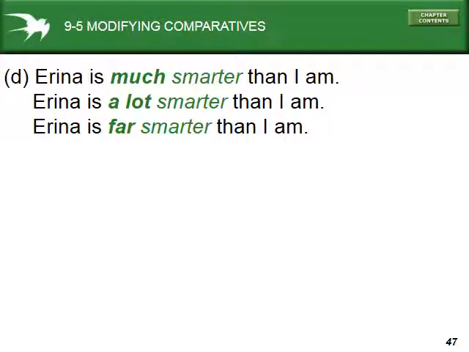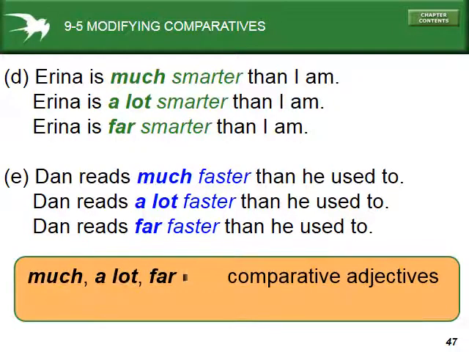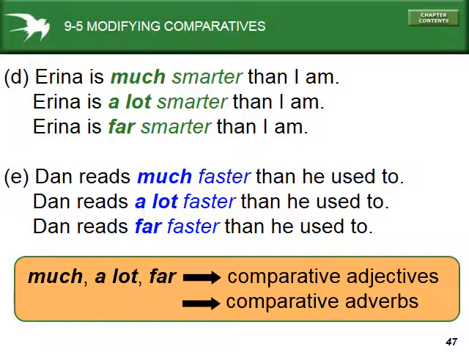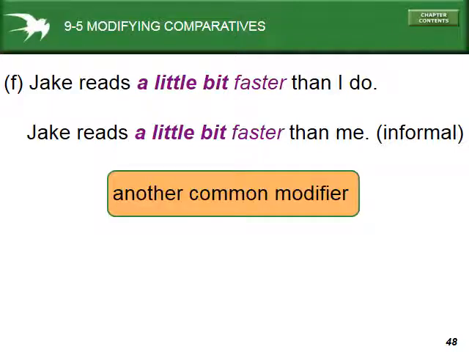What we can use instead is much, a lot, or far, and they basically have the same meaning as what you mean when you say very. So Erica is much smarter than I am, or Dan reads much faster than he used to. Okay, these are used with comparative adjectives, and they're also used with comparative adverbs. Now much, a lot, and far mean a great deal more. A great deal more, okay? But we can also modify with a little or a little bit, which means a small amount more.